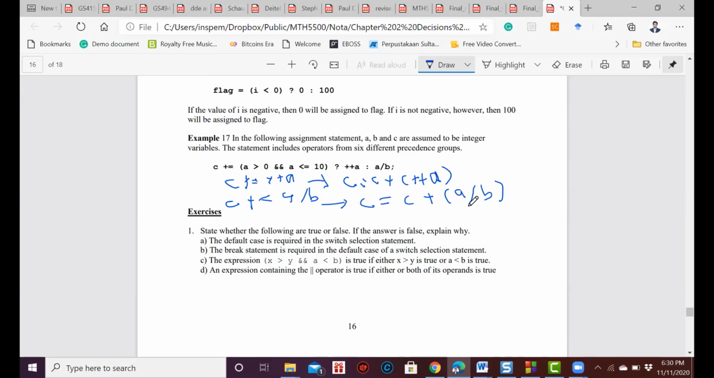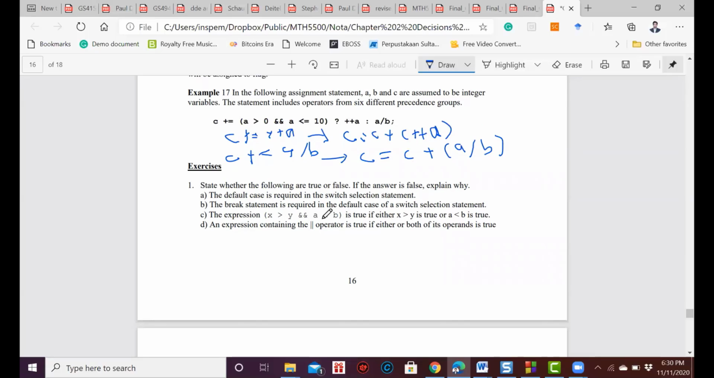I think I have already explained the logic for this one. So this one becomes C equals C plus bracket A plus B. Two conditions here. If true, then this one. If wrong, then do this one. Okay, I think that's all. And then the exercise.